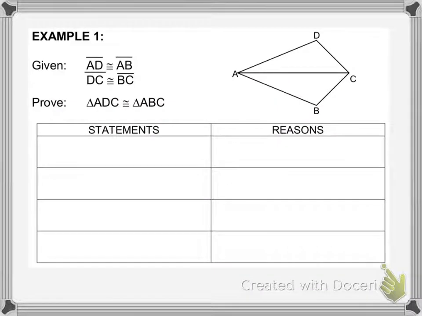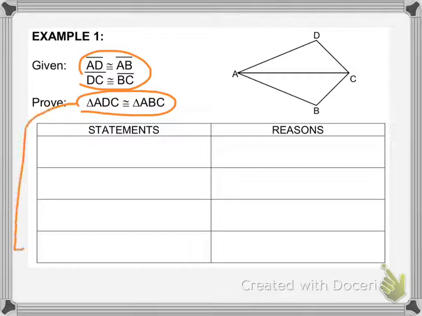All right, so here's what it looks like when you're doing a proof. You're going to have some given information. That's stuff you can use in your proof. And then you're going to have a proof statement. That always goes at the very bottom. That'll be your last statement. So you could even start by putting it at the bottom.